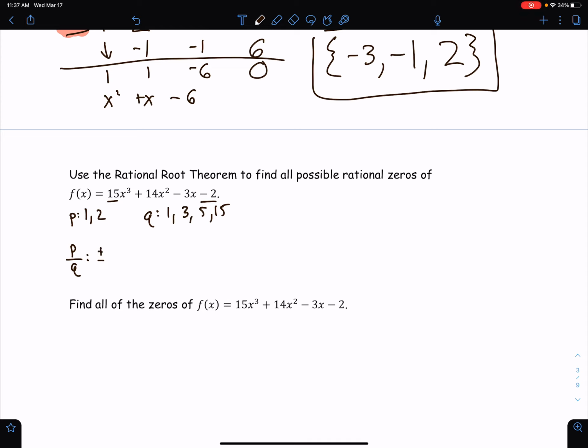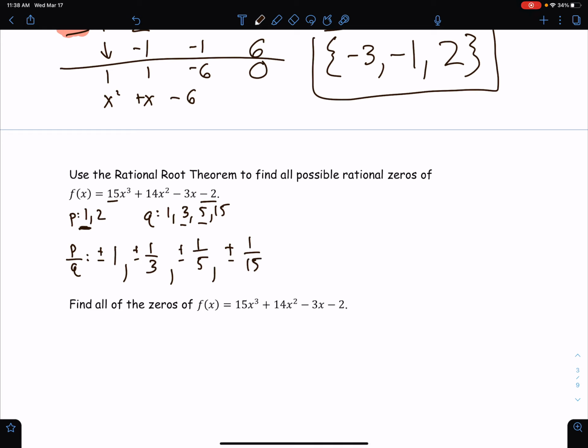So we could have, actually, take a second. I want you guys to figure out all the values of P over Q. Pause the video and play it when you're done. So we could have 1 over 1, this P over that Q. Oh, let me just write that as 1. And then we can also have 1 over 3, so plus or minus 1 over 3. And then plus or minus 1 over 5. So it's every single possible combination of P over Q.